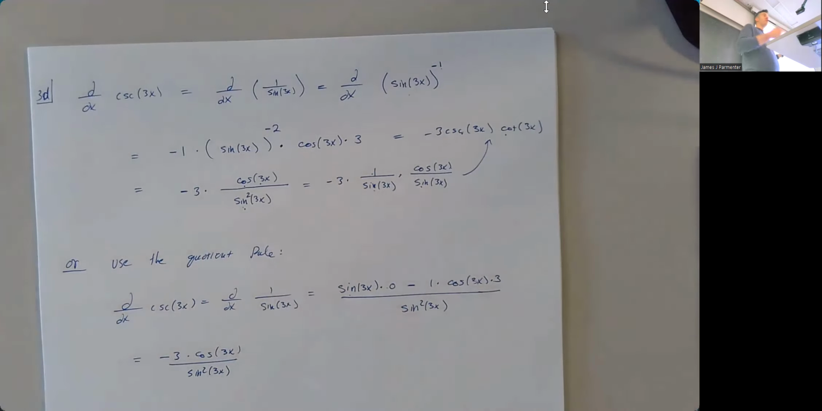So either way of doing this type of problem, whether it's for secant or cosecant, and you're using either the quotient rule or the chain rule, should get you to the same spot.